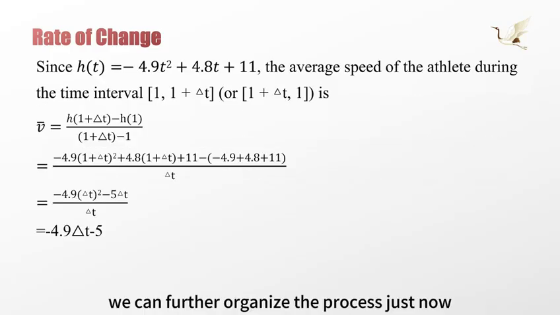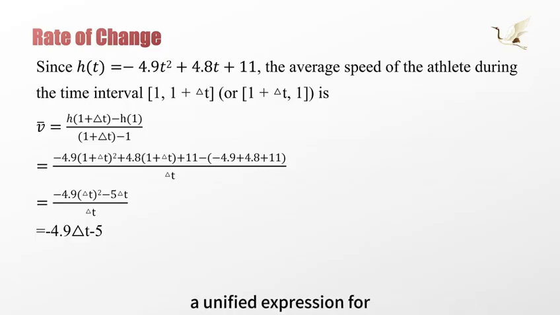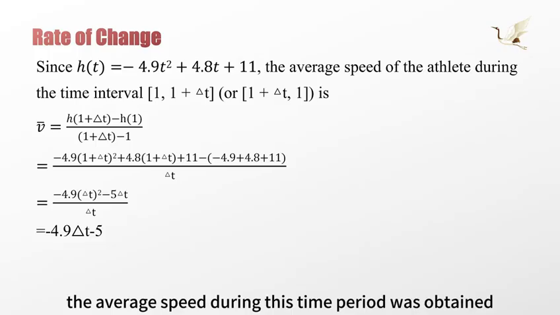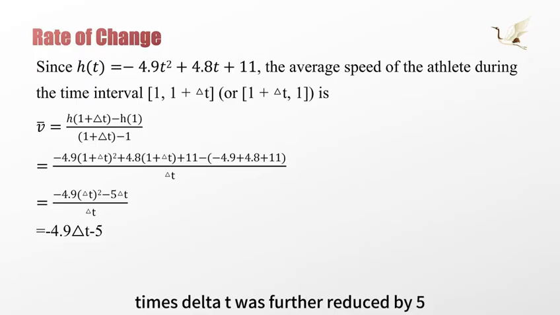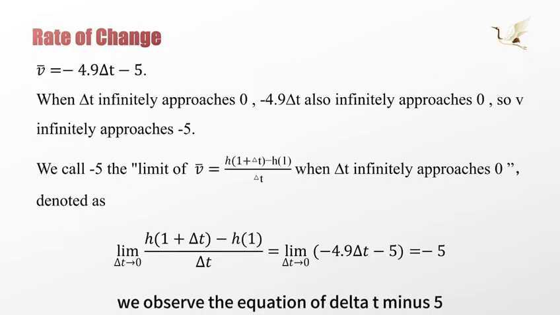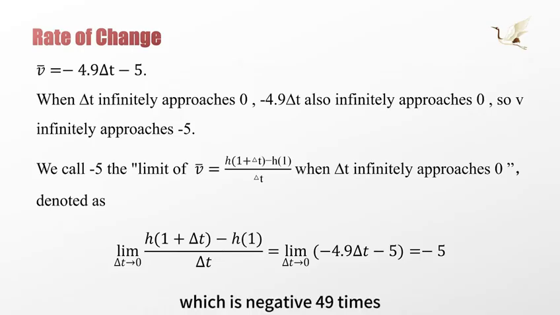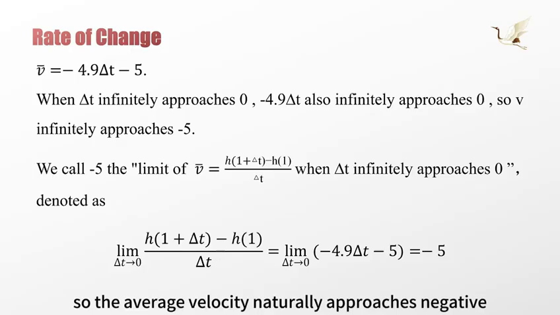We can further organize the process just now. Based on the expression of h(t) and the time period we have taken, a unified expression for the average speed during this time period was obtained, and -4.9 times delta t minus 5 was further simplified. We observe the expression -4.9 times delta t minus 5. When delta t approaches 0 infinitely, it is obvious that -4.9 times delta t will also approach 0 infinitely, so the average velocity naturally approaches -5 infinitely.